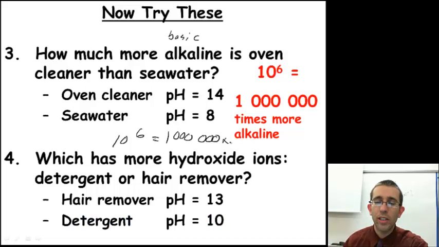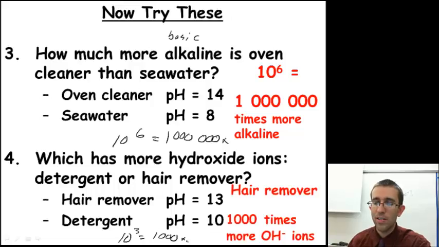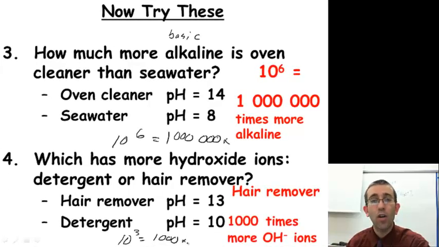Which has more hydroxide ions, detergent or hair remover? How many more? The more hydroxides you have, the more alkaline you are. Again, that means more basic. So the higher the pH, the more alkaline you are. Which one has the higher pH here? Well, that would be hair remover. How many times more? Well, subtract these. You get 10 to the third, or 1 with 3 zeros. That means this is 1,000 times more alkaline, or another way to say that is you have 1,000 times more hydroxides.